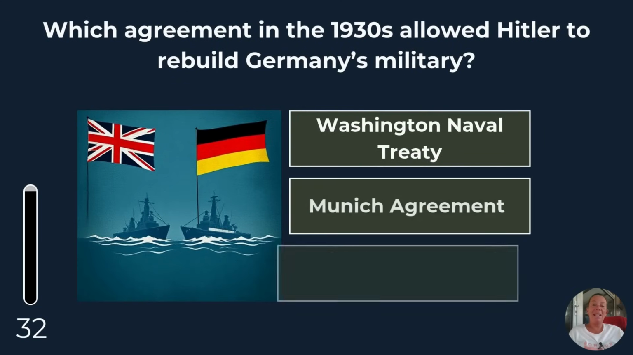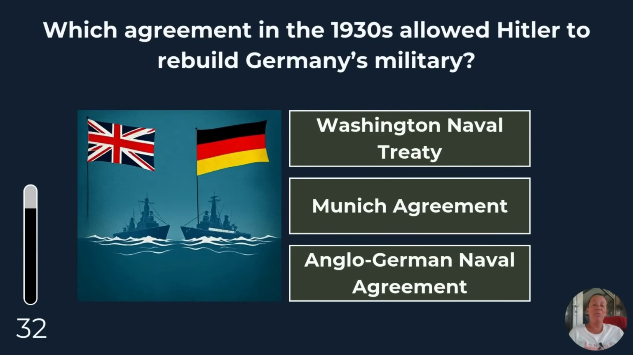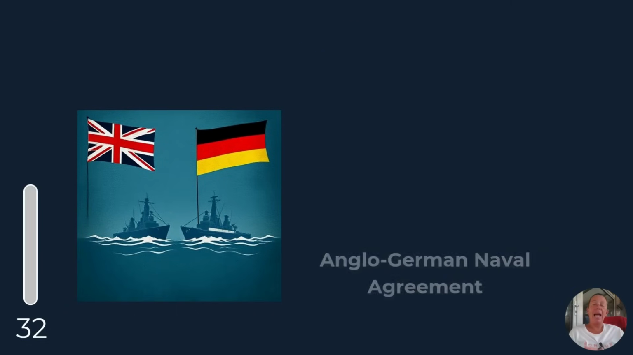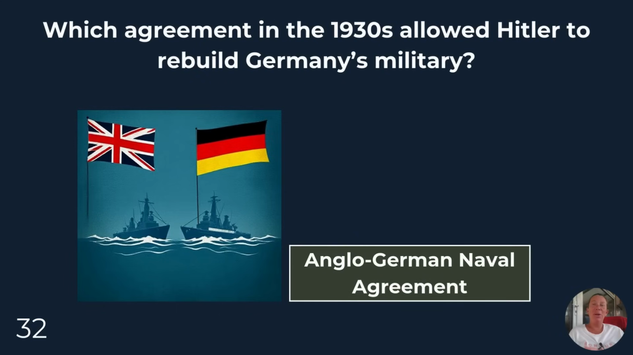Which agreement in the 1930s allowed Hitler to rebuild Germany's military? Washington Naval Treaty, Munich Agreement, or Anglo-German Naval Agreement? Anglo-German Naval Agreement.